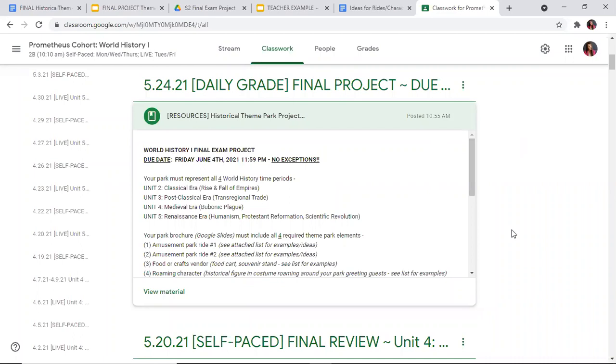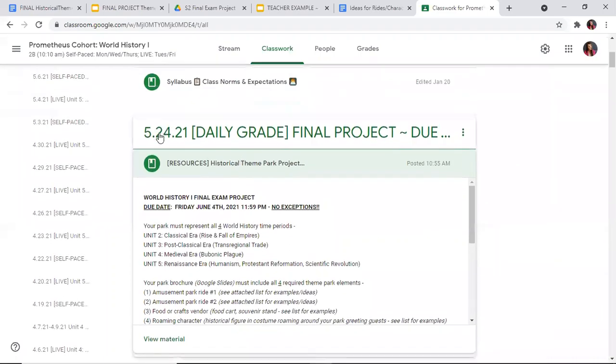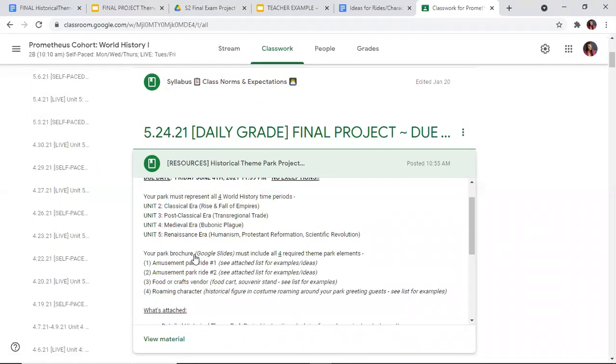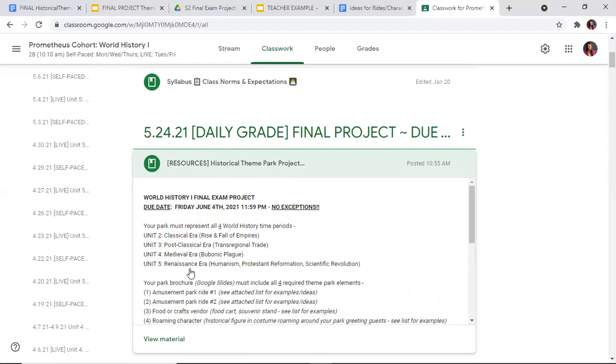All of these materials are available to you under the topic 52421 that says daily grade for your final project, which is of course due June 4th. We will keep reminding you of that because there really are no exceptions to that hard deadline. The 2 key reminders in there tell you that your park has to represent all 4 time periods and must include all 4 required theme park elements. 4 and 4. It's meant to be easy, meant to line up nicely.